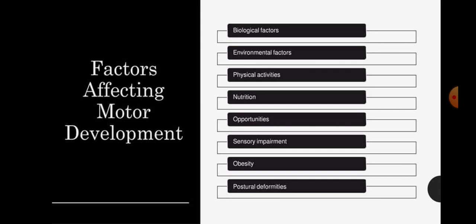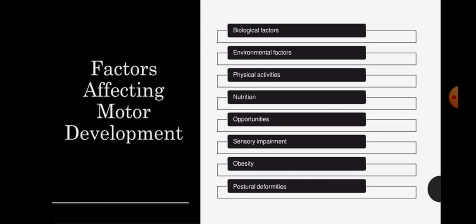So the first one is biological factor, the second one is environmental factor. It means when the environment gives more opportunity, you will develop more and do more activities. Third one is physical activity. If you are doing regular physical activity or exercise daily, then you can develop faster muscle development. If you perform regular physical exercise, your muscles will grow faster than others.